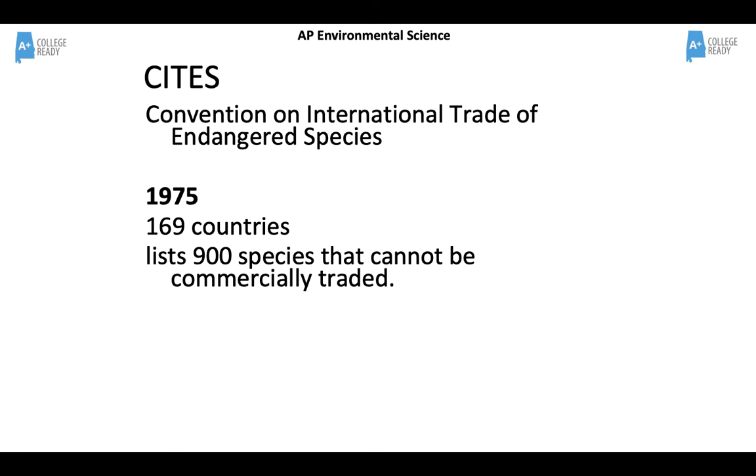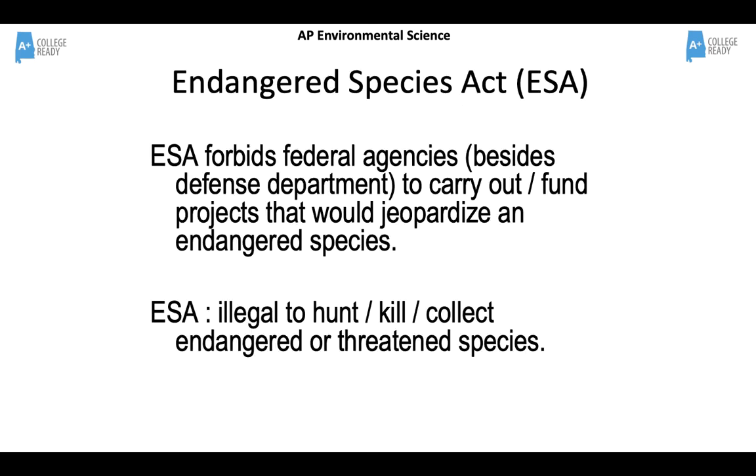CITES. CITES is the Convention on International Trade of Endangered Species. That's to prevent the sale and trafficking of endangered species across international lines. In 1975, 169 countries listed 900 species that cannot be commercially traded. The Endangered Species Act was passed by the United States, and it forbids federal agencies to carry out or fund projects that would jeopardize an endangered species. It also made it illegal to hunt, kill, or collect endangered species or threatened species.